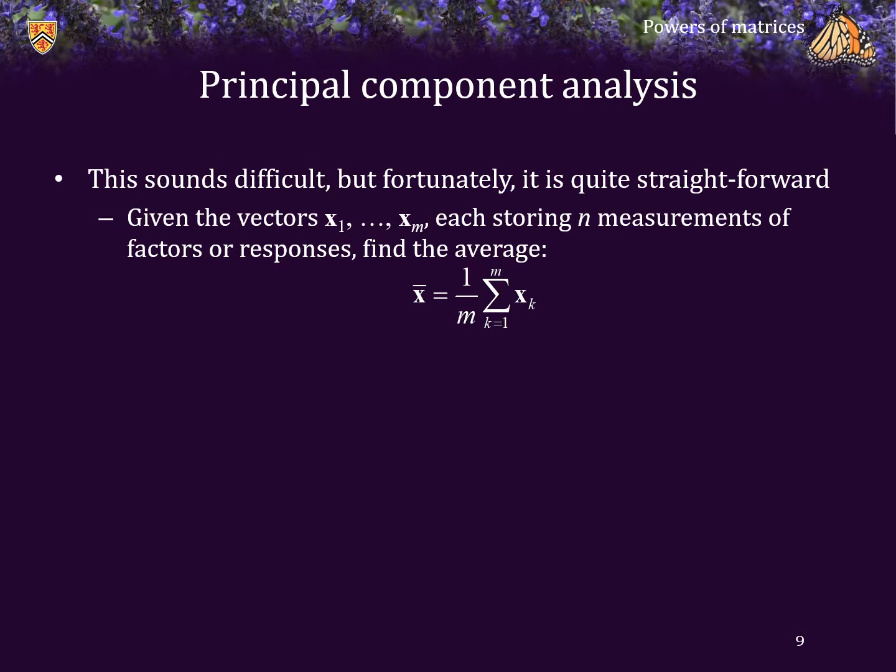So let us assume that we have m separate experiments, or m different sets of readings, each of these storing n measurements of factors or responses, and we find the average of these vectors. So we add the m vectors together and divide by m. This we will denote by x bar. Now, again, vectors are column vectors, so we will subtract this average or mean from each of the reading vectors x1 through xm, and we will create the m by n matrix X by subtracting the mean off of each vector and taking the transpose. So now this defines a matrix where the average of the rows is the zero vector.